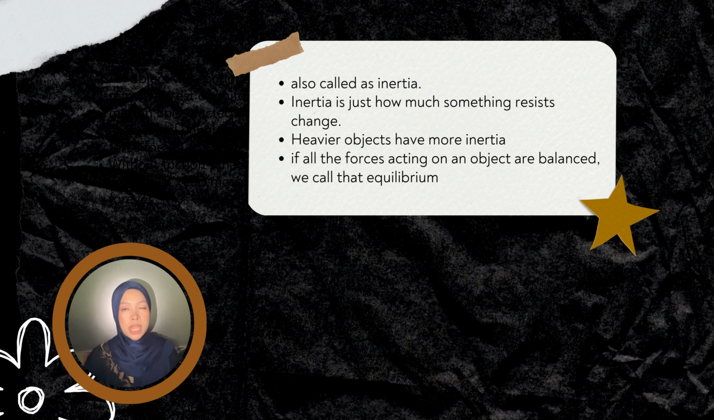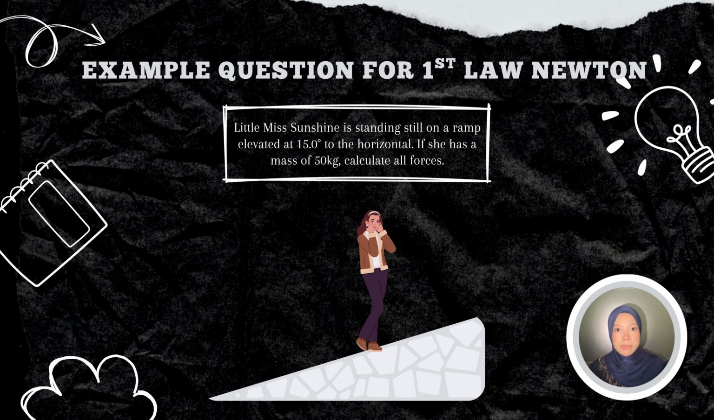Now let's apply all this to a real example. Little Miss Sunshine is standing still on a ramp elevated at 15 degrees to the horizontal. If she has a mass of 15 kilograms, calculate all the forces. The moment we see terms like standing still, at rest, uniform velocity, we know we are dealing with Newton's first law, with acceleration of 0.